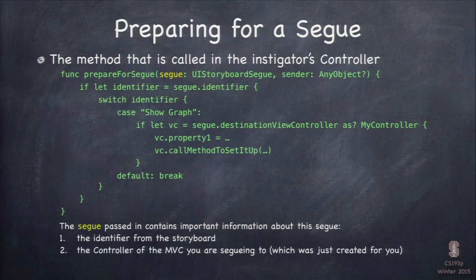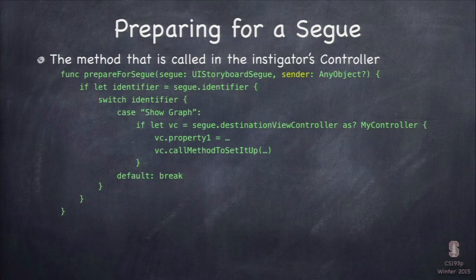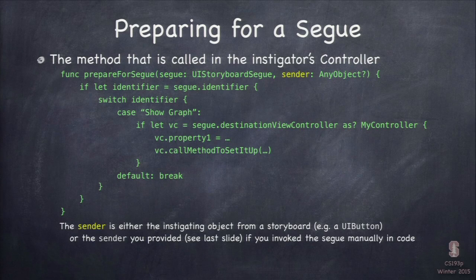That's a UIStoryboardSegue instance, and it really has two important things in there. One is the identifier, so you know which segue you're preparing, and two is the MVC that it just created that you're going to segue to, which is called the destinationViewController. It has a second argument there, which is sender. That's just the UIButton or whatever that caused the segue to happen. You don't usually need to look at that, but sometimes, we'll see later in the quarter, we want to look at that. But that's all it is. It's just what object caused this segue to happen.